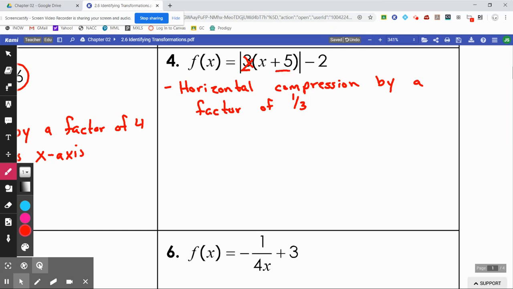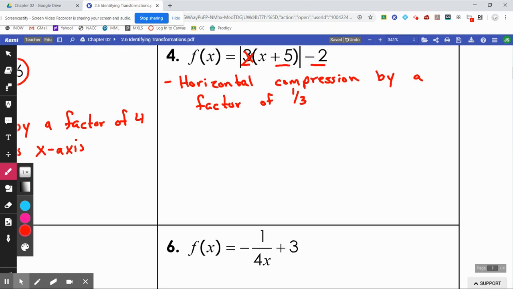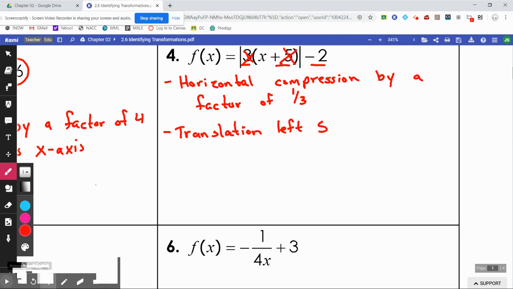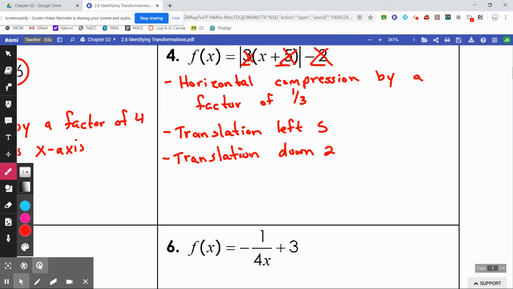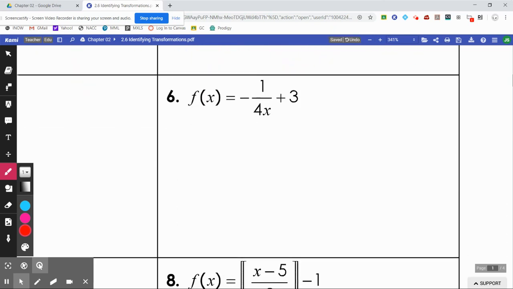However, we do have 2 different translations. The one on the inside, the plus 5, will actually shift it backwards. Since it's in there with the x, it's going to shift it horizontally left 5 units. And then the minus 2, since it's on the outside of the function, would be a vertical translation, and it would move it exactly what it says it would. It'll move it down 2 units. And that takes care of all those. Number 5.